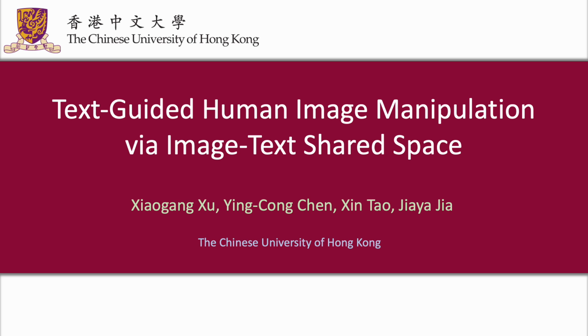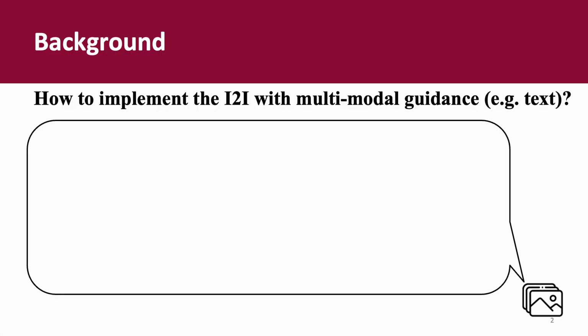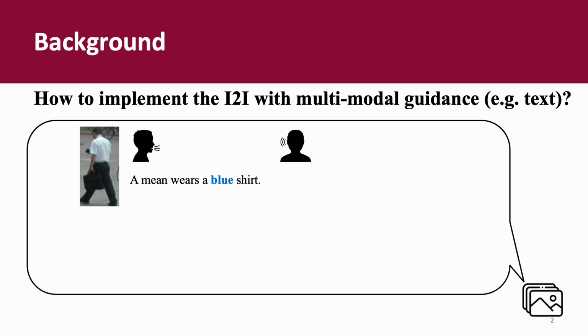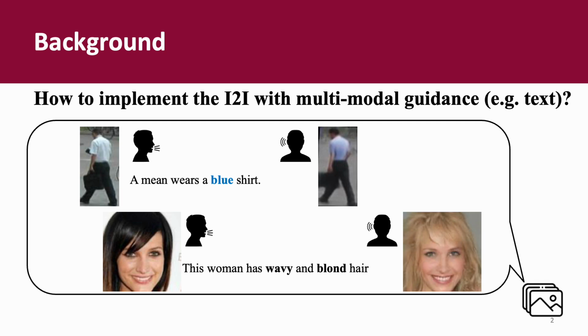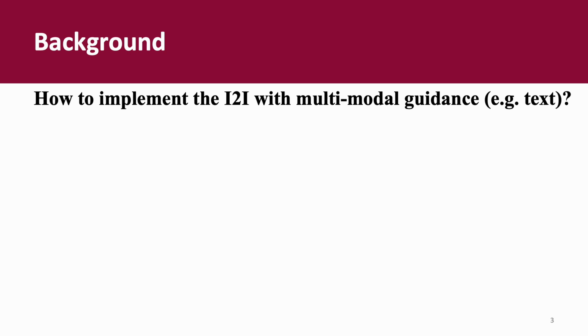Here I will present our paper, Text-Guided Human Image Manipulation via Image-Text Shared Space, which is published in TPAMI. This work is driven by daily life needs. For text-guided image manipulation, users can provide a brief language as a text to serve as a condition for image manipulation. Those conditions always conflict with the content of the input image, which is set to be manipulated.